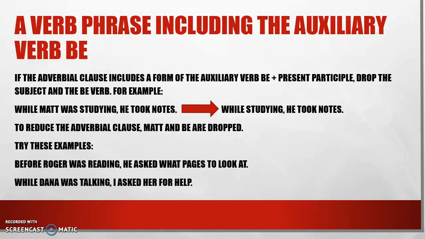Try these two examples. Before Roger was reading, he asked what pages to look at. While Dana was talking, I asked her for help. In the first sentence, the subject Roger and the auxiliary form of be are dropped. So the new sentence becomes, before reading, he asked what pages to look at. The second sentence cannot be reduced. There are two different subjects. The subject of the adverbial clause is Dana. The subject of the main clause is I.